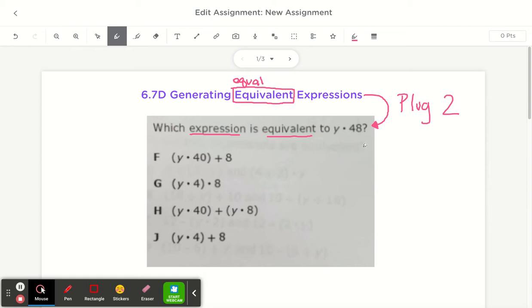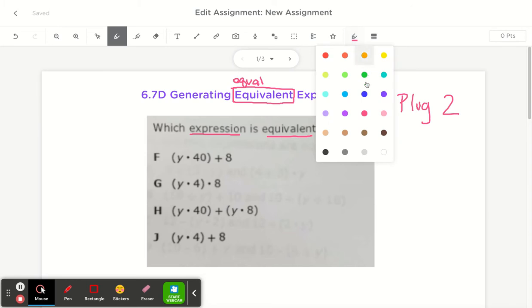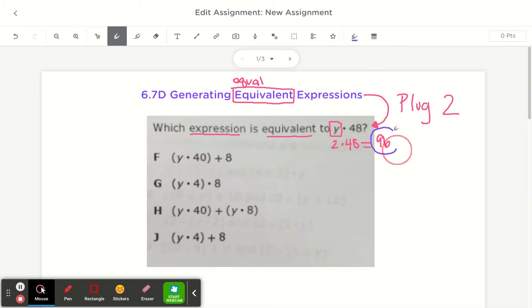You have to plug in 2 anytime you see that variable or that letter. Okay, so to solve this problem, the first thing you're going to do is plug in 2 for this y, and you're going to solve the given expression. This is the given expression. So we're going to change that y to a 2 times 48. You could go off to the side and multiply that, but I know that 2 times 48 is 96. That's what I'm looking for. I am looking for 96. So my first step was to plug in 2 and then solve my given expression.